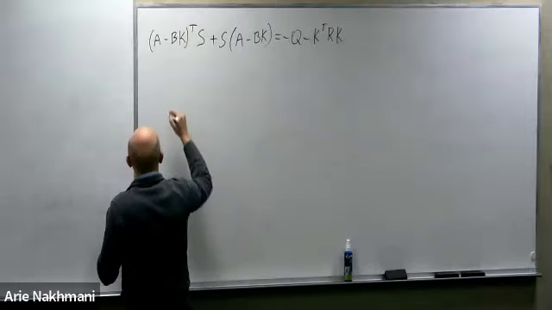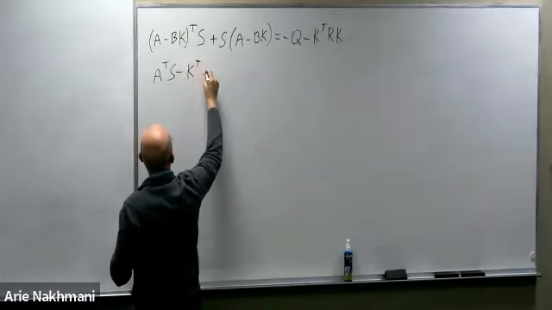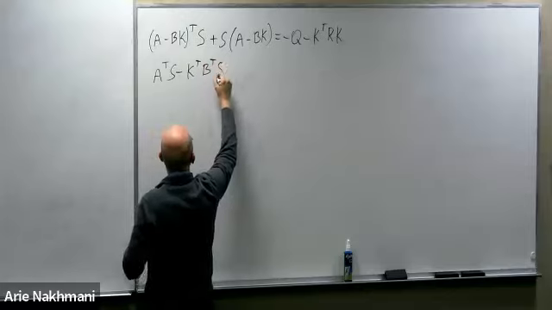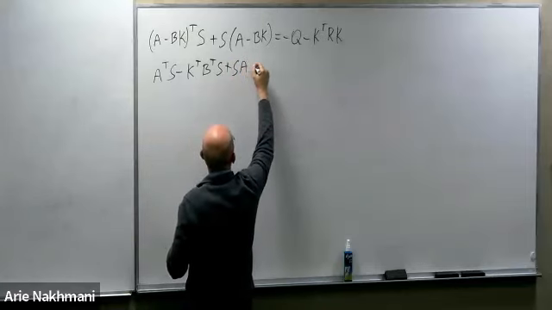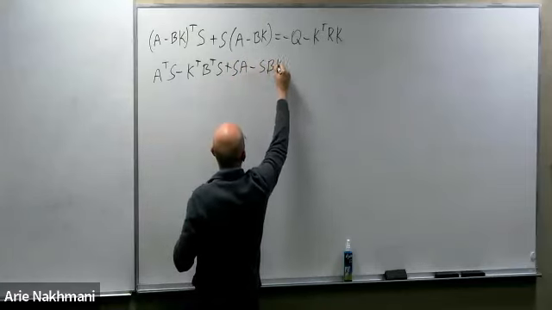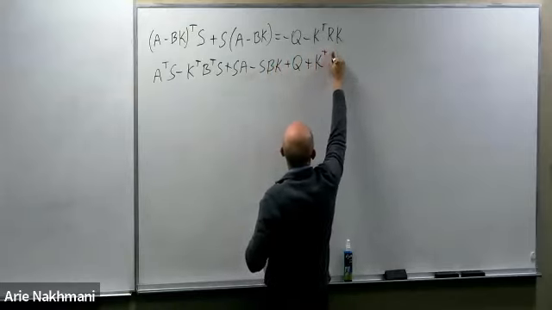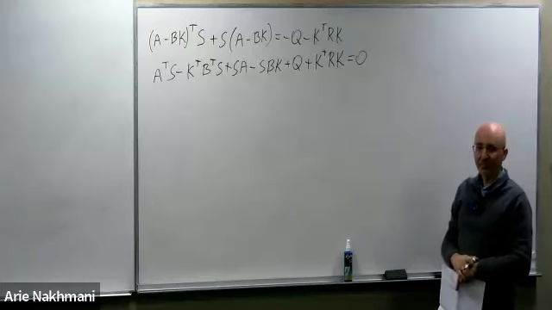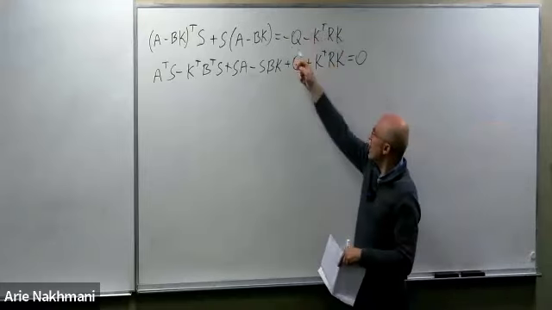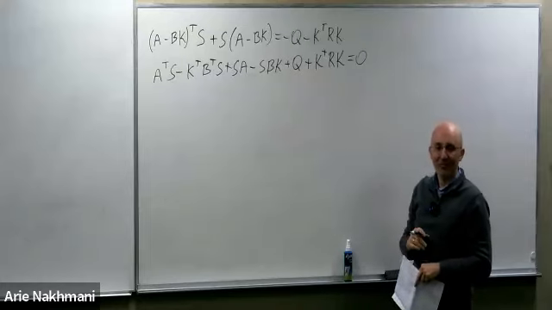That will be A transpose S minus K transpose B transpose S. So this is the first part, plus SA minus SBK plus Q plus K transpose RK equals the matrix of zeros. Just algebra. I open parentheses, move that thing to the left side with a minus sign. Right? So far.